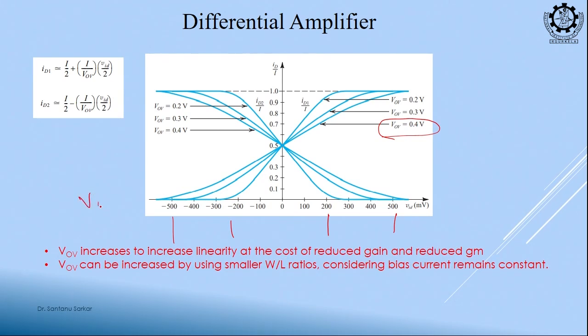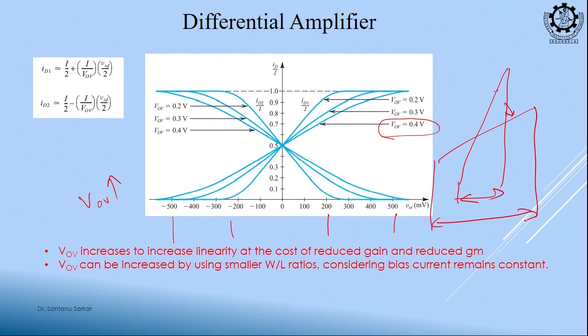Okay, if I increase VOV, my range is also increasing, you see, but at the cost of what? It is getting flat, na. This is having more gain, this is more steep, this is having less gain. It may be wider, this range is more here, but gain is less. Okay. So, if I want to increase the linearity range, I can do that by increasing the VOV. VOV means VGS minus VT. How can we do that?